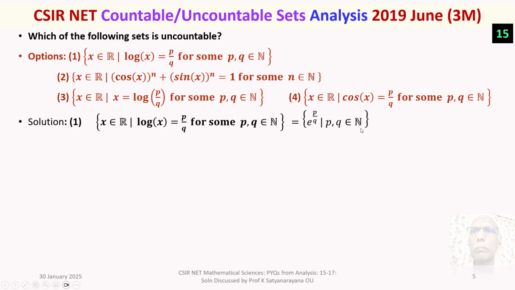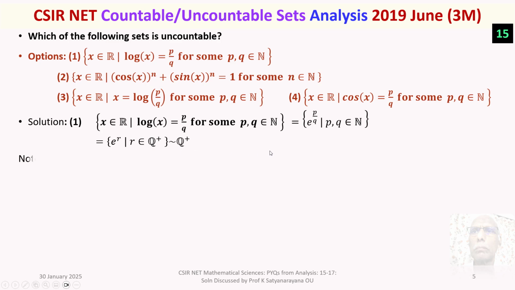When p, q belongs to N, what will be p by q? It is a positive rational number. So, this is the set of all e power r, where r is p by q, where p by q is a positive rational number. Therefore, r belongs to Q plus. So, for each r belongs to Q plus, we have e power r and conversely. So, how many of these things will be there? As many as there are in Q plus.